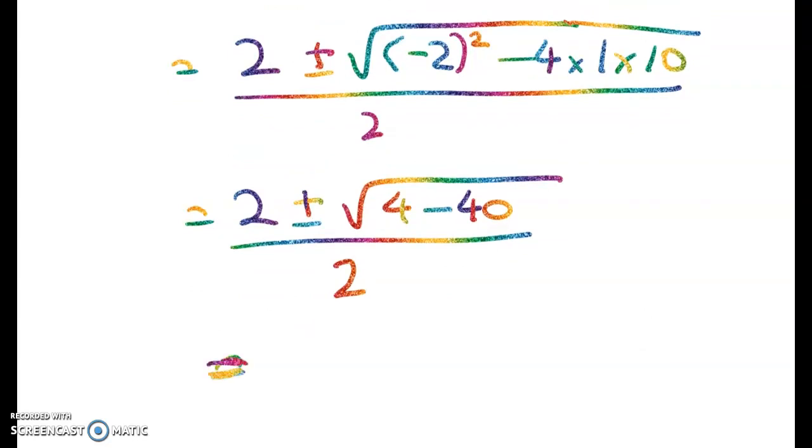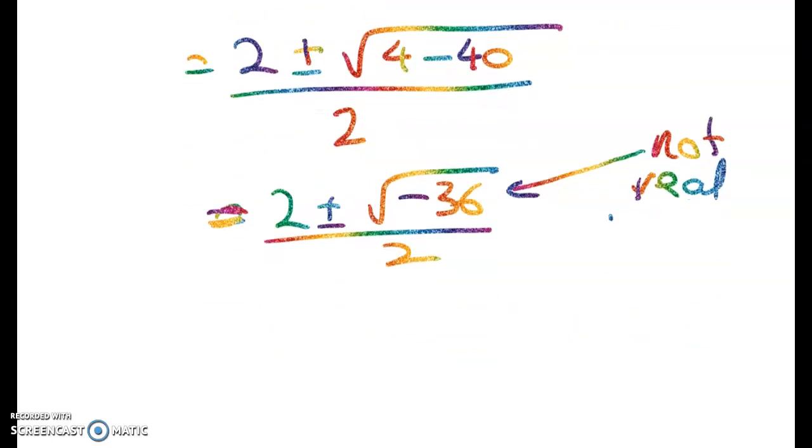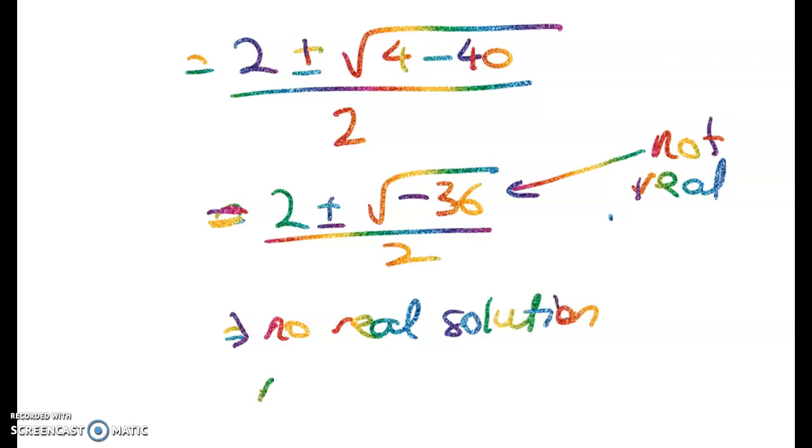Sorry, the recording just glitched. So there we've got the square root of negative 36 over 2. This is not real. We can't find the square root of negative 36 with what we can do in maths so far. So we've got no real solution, or we say no real roots.